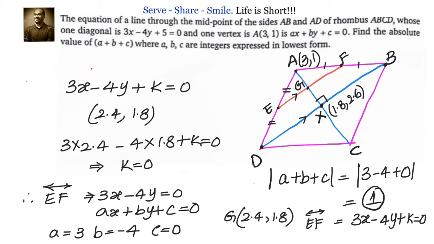Now since E and F are midpoints, we know EF is parallel to BD. We can do that by the midpoint theorem, or you can use the similar triangles concept. EF is parallel to BD, so the slope of EF is equal to the slope of BD. So the equation of EF will be 3x minus 4y plus k equals 0.